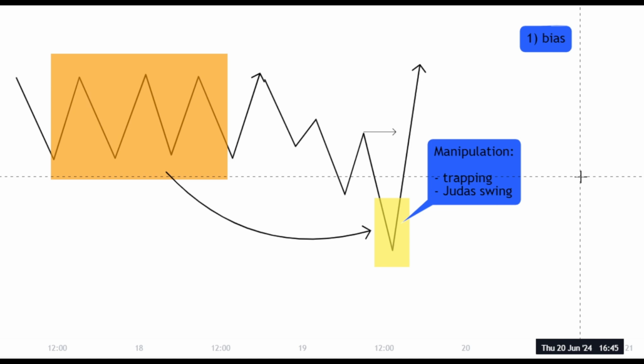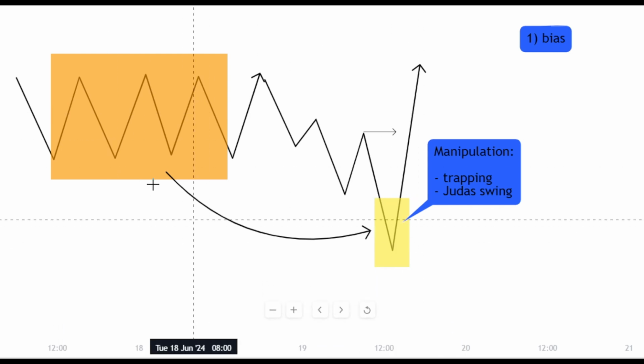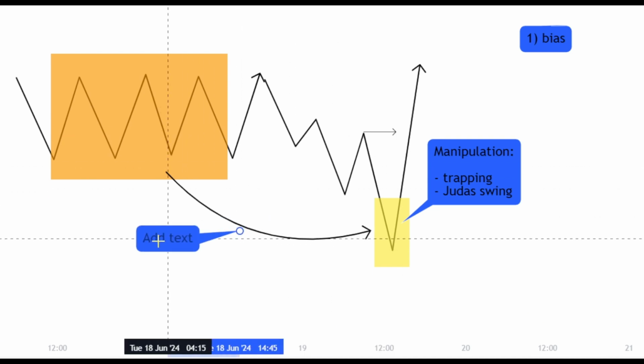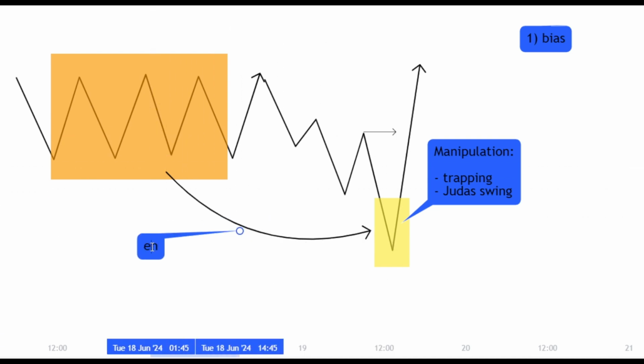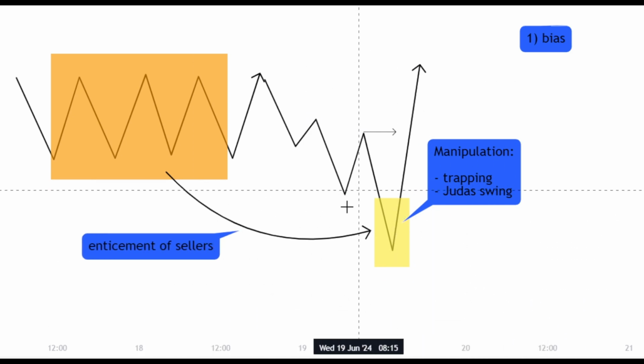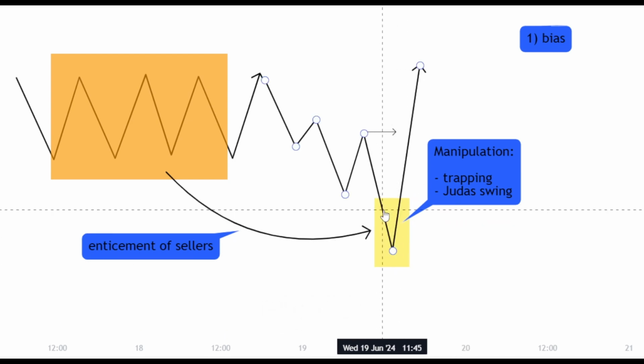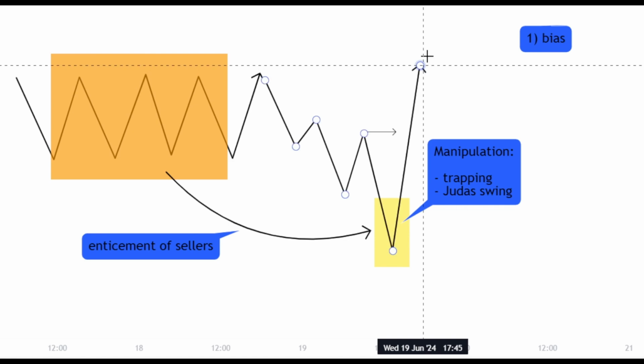So when we see a manipulation, you want to ask yourself, well, why are we seeing manipulation? If we have a bullish day, what is the purpose of this move? Always break things down in terms of purpose. What's the purpose of this move over here? Well, this move over here is an enticement of sellers, right? Enticement of sellers. And so this is the liquidity sweep, right? Notice how the liquidity sweep happens down in this region, but the breaker structure happens here, right?